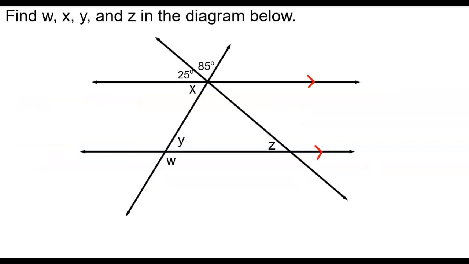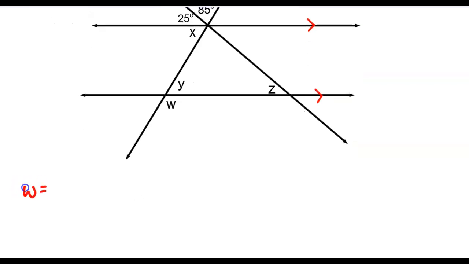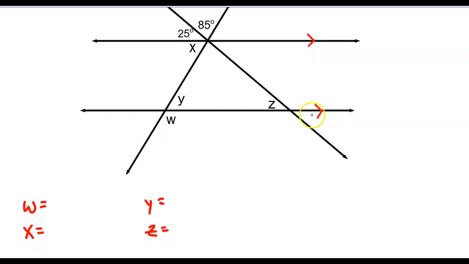It says find W, X, Y, and Z in the diagram. So notice we have two parallel lines with the red arrows. Okay, we know some angle measurements. We have 25, we have 85, but we need to find W, Y, X, and Z. What I usually do is I just set up my variables and I'm trying to find W, X, Y, and Z. And I don't necessarily go alphabetical. I don't necessarily start with the left one, the right, and then go that way.